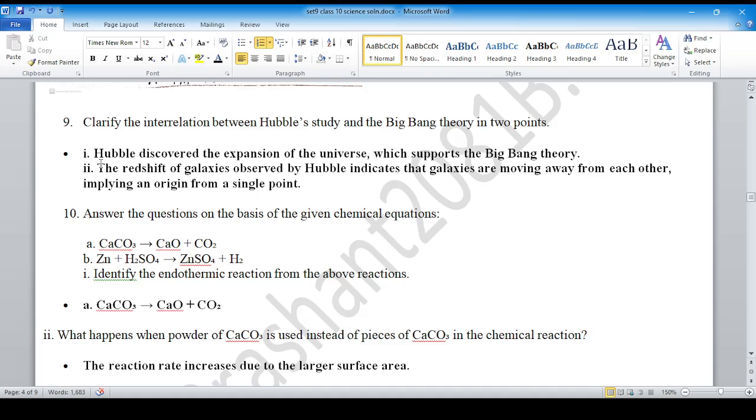Question number 9, Roman number 1 and 2, you can see the solution. Clarify the interrelation between them. Oh, sorry, this is the point number 1 answer, point number 2 answer.